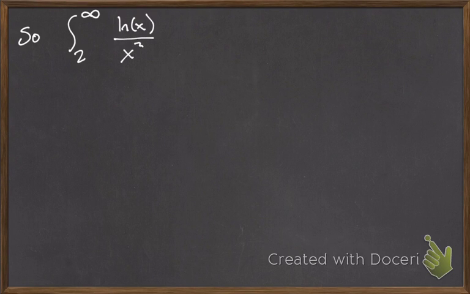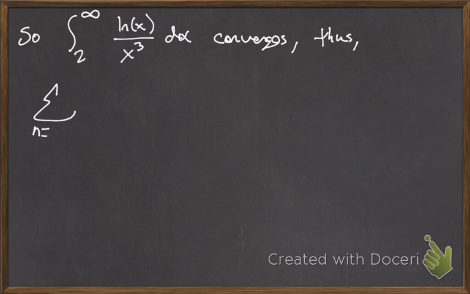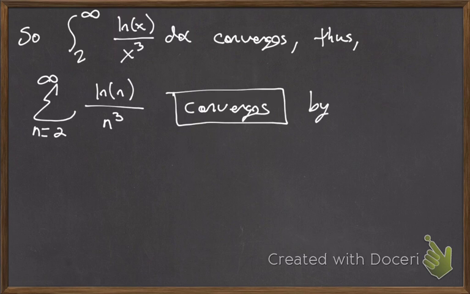So because the improper integral converges, by the integral test that is going to show us that the infinite series is going to converge. So since our improper integral converges, thus by the integral test, the sum from n equals 2 to infinity of natural log of n over n cubed is going to converge by the integral test.